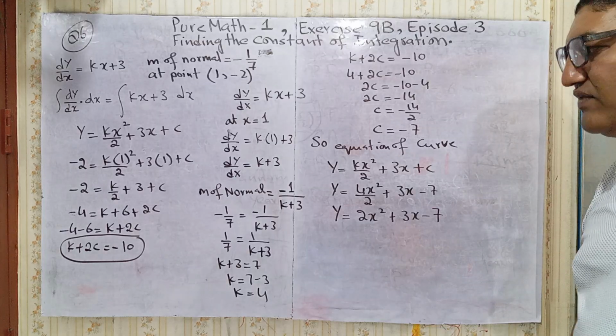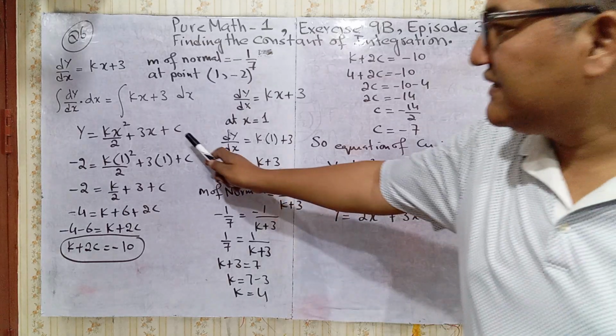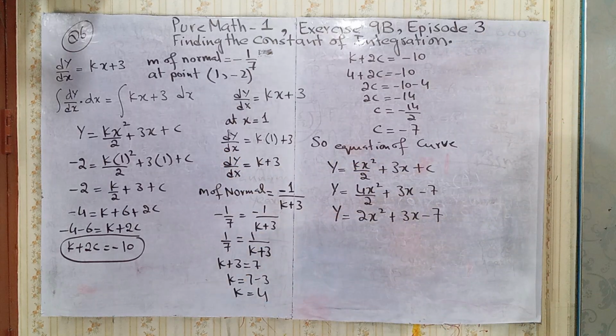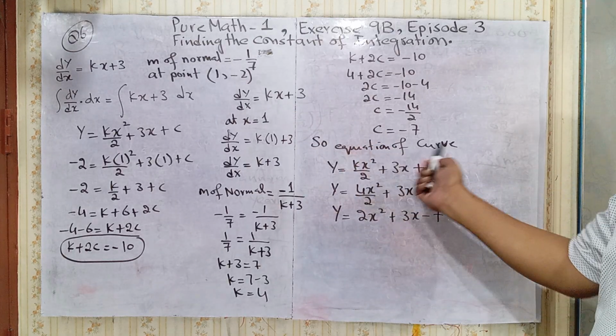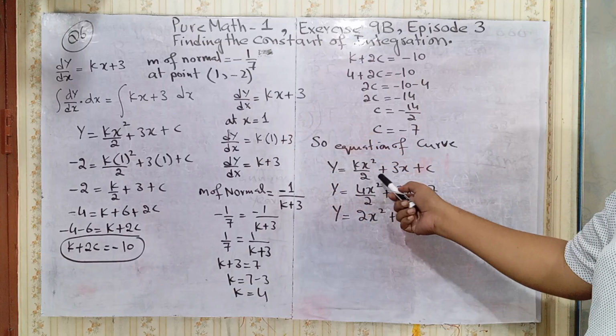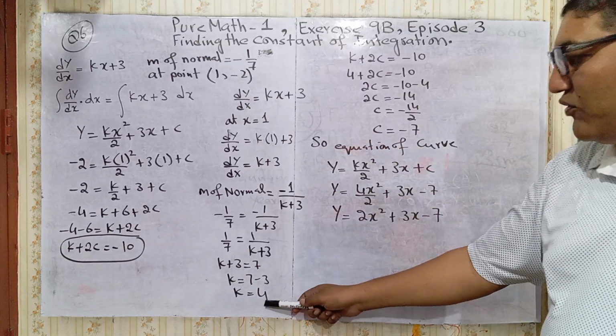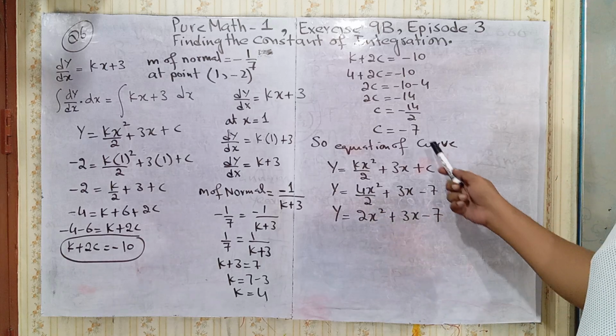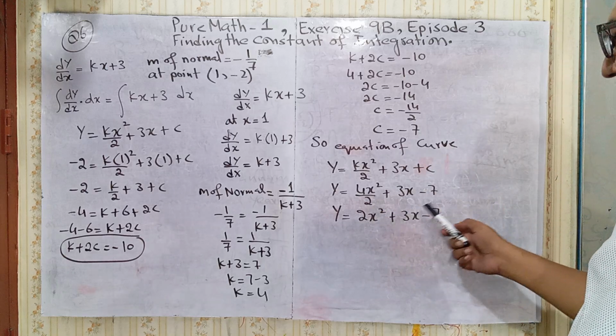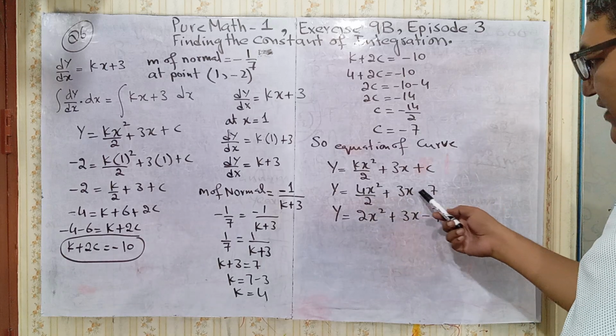Now I know the value of the k and the value of the c. This is the equation of the curve, and I will put the value of the k and the c in that, and that will give me the equation of the curve. So the equation of the curve will be y equals kx squared by 2 plus 3x plus c. In the place of the k, I will put 4. You can see here. And in the place of c, I will substitute minus 7. So 4x squared by 2 plus 3x minus 7.